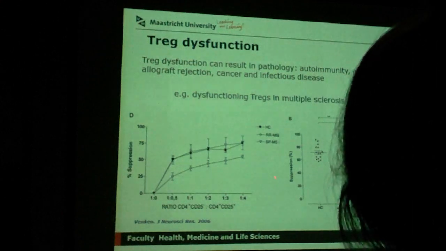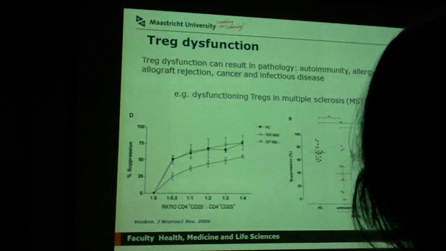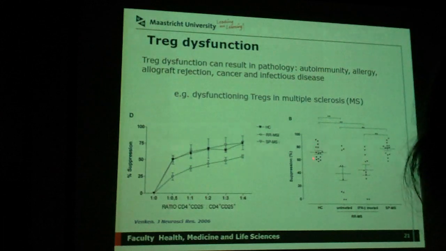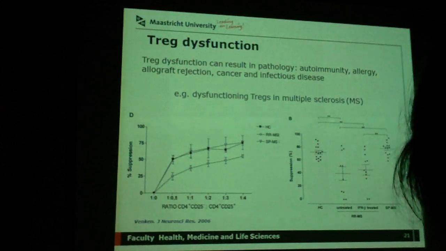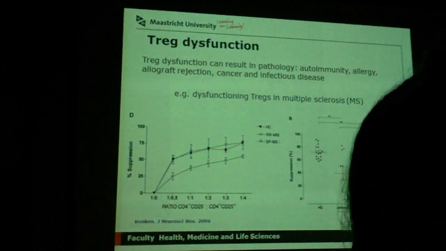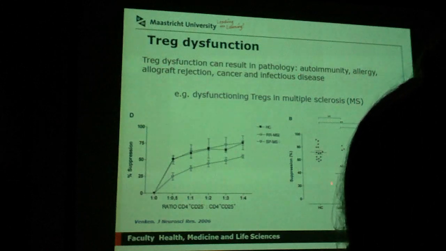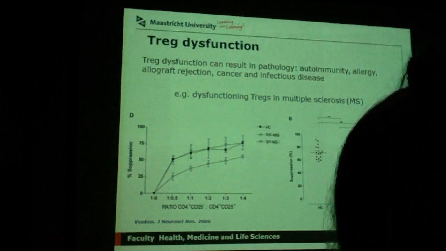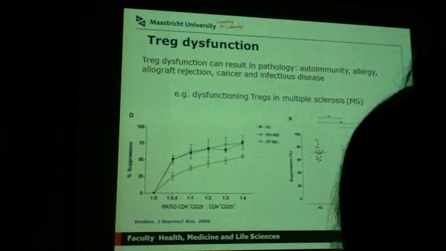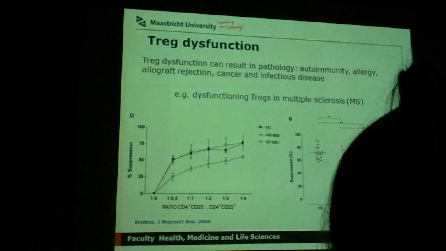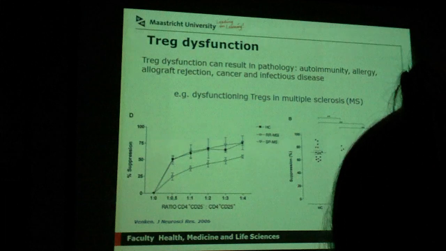This is another illustration of the same data. Here you see the suppression which is observed in the 1-to-1 ratio. That varies in healthy controls from 60 to 90%, but you can see a very large spread in untreated MS patients. Some patients have Tregs which don't suppress at all, and some patients have Tregs which have normal suppression. But overall, untreated MS patients have a decreased suppressive capacity of the Tregs.